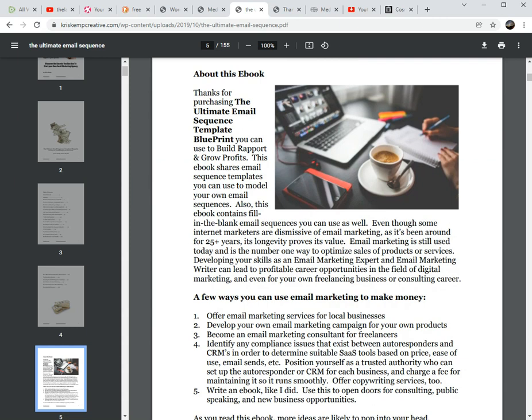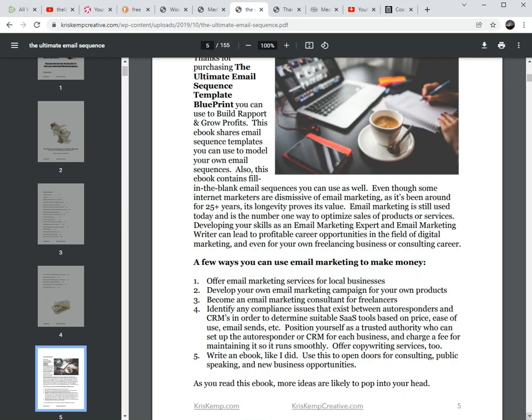So even though some internet marketers are dismissive of email marketing, as it's been around for 25 plus years, its longevity proves its value. Email marketing is still used today, and the number one way to optimize sales of products or services. So with that in mind, developing your skills as an email marketing expert and email marketing writer can lead to a profitable career opportunity or opportunities in the field of digital marketing, and even for your own freelancing business or consulting career. So here's a few ways you can use email marketing to make money.